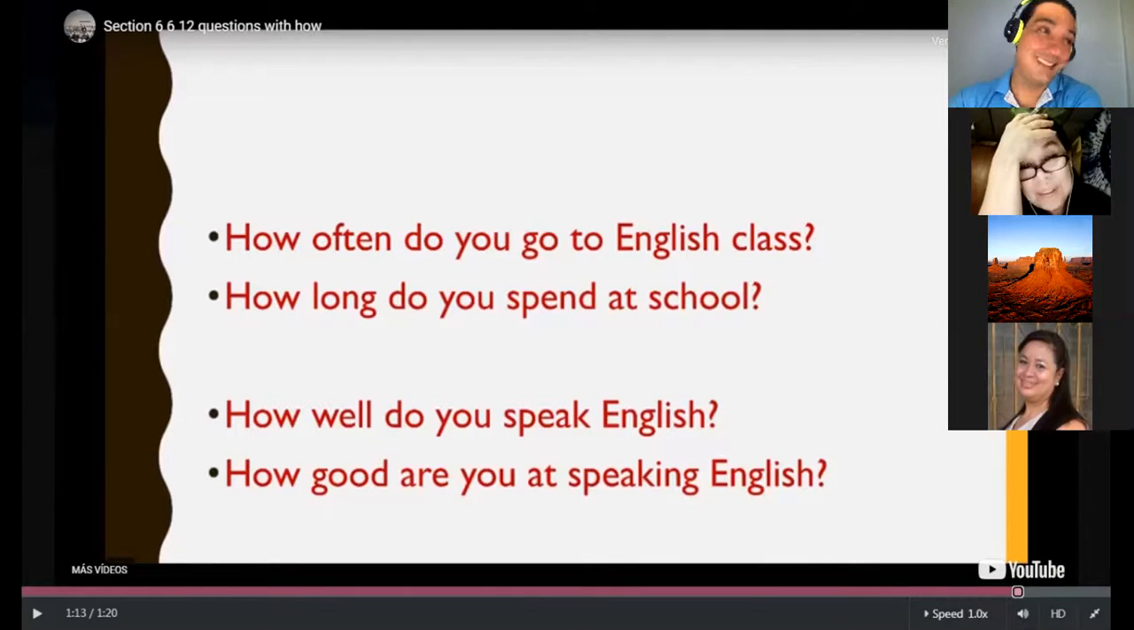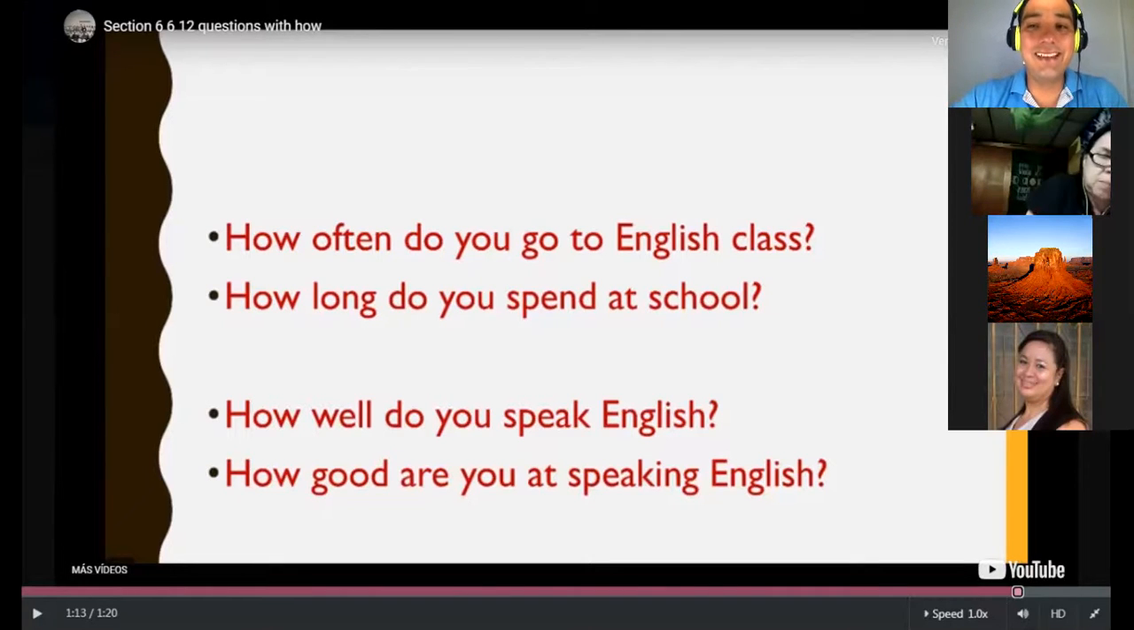Is it correct to say how good are you speaking English? Corrigiendo, Carlos, is it good? Repeat. Is it good to say? Sí, siempre habíamos el it cuando hacemos la pregunta. No, is it good to say? Is it okay? Suena mejor, Carlos. Is it okay to say? Is it okay? Okay. Good. Is it okay to say what?